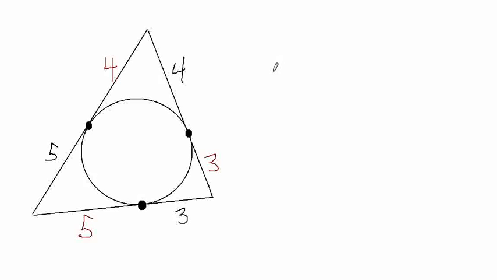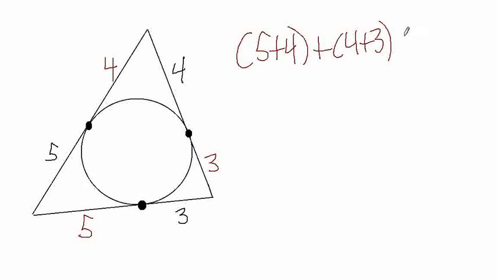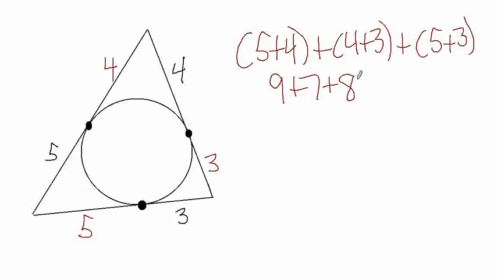One of the sides of the triangle has a length 5 plus 4. Another side has a length 4 plus 3. And another side has a length 5 plus 3. So let's add 9 plus 7 plus 8. Okay, 9 plus 7 is 16, plus 8. That gives 24.